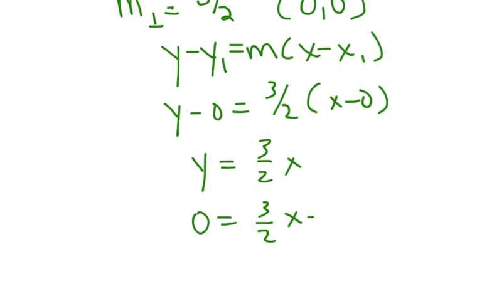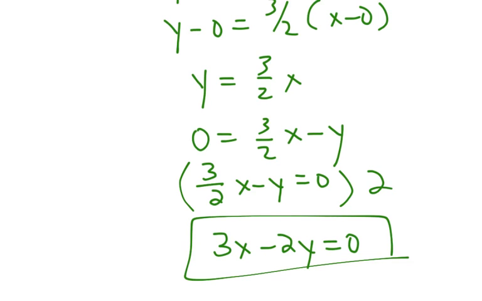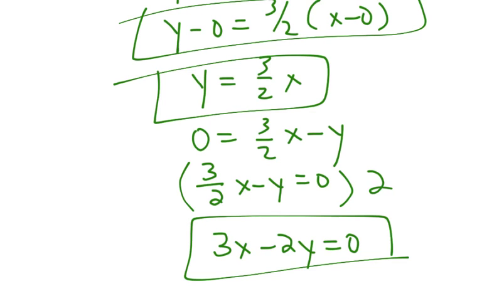To put that into general or standard form, I'm actually going to subtract y this time. And the reason I'm going to do that is because I always want the term in front of x in general form to be positive. And 0 equals 3/2 x minus y is the same thing as 3/2 x minus y equals 0. I don't like fractions, so I'm going to multiply everything by the least common denominator, which is 2. So I get 3x minus 2y equals 0. So that's general form. This is slope-intercept form and point-slope form.